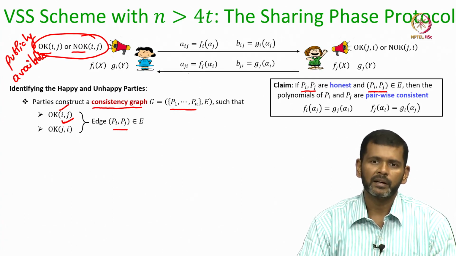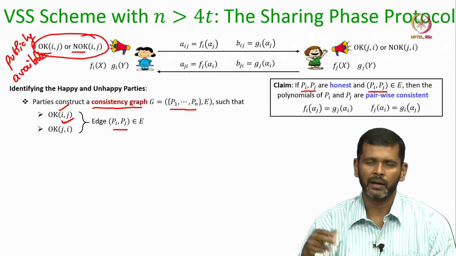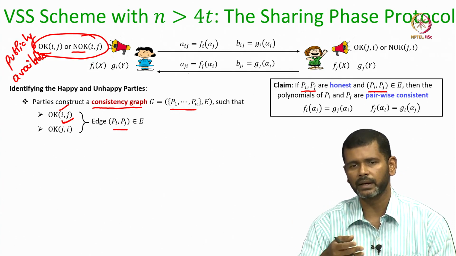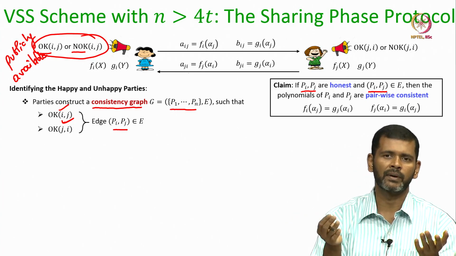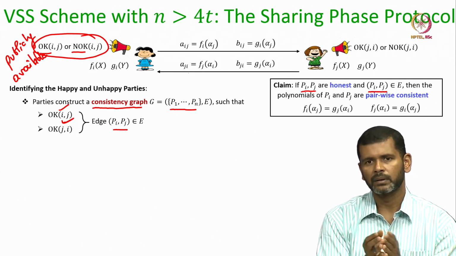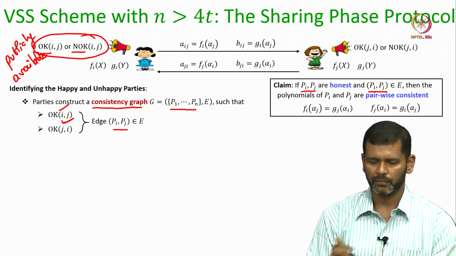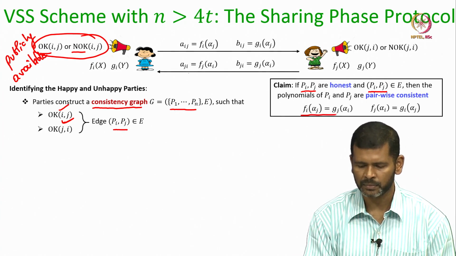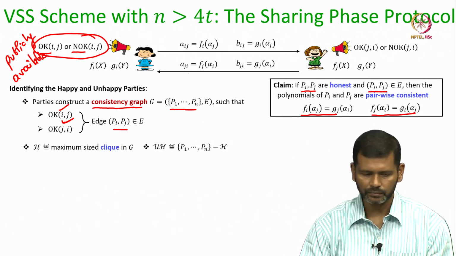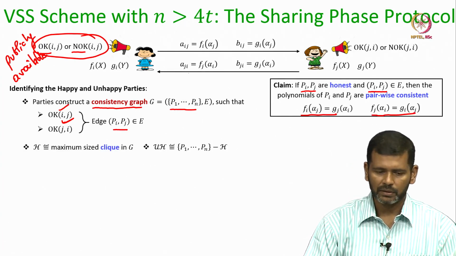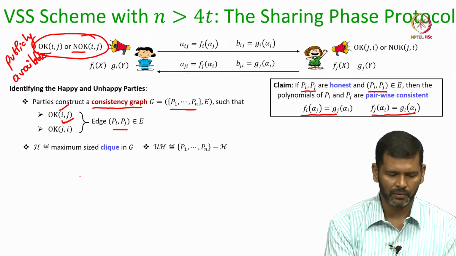the edge between Pi and Pj is added only when Pi has broadcasted an OK message for Pj and when Pj has broadcasted an OK message for Pi. And why would these parties have broadcasted OK messages for each other? Only after verifying that the pairwise consistency test is positive for Pi and Pj individually, which automatically implies that their polynomials, the row and column polynomials, are pairwise consistent.